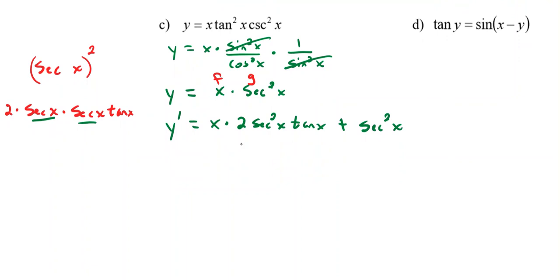Now, looking at this one, is there anything we can combine? What can we do here? Well, I think all we can really do is look at the secant squared x's in both terms, and we can factor that out. So let's just do that last. So that would be secant squared x, and then you'd be left with 2x times tan x plus 1.